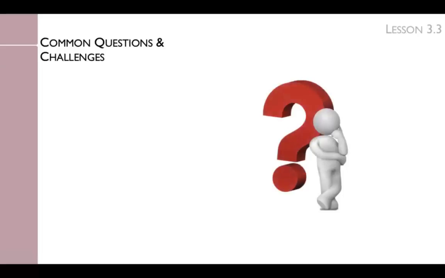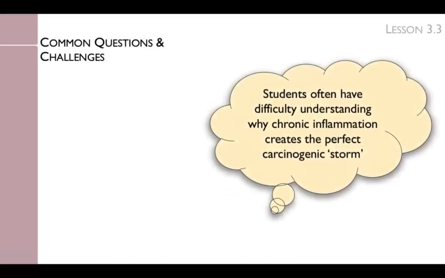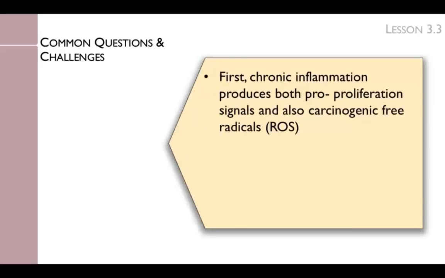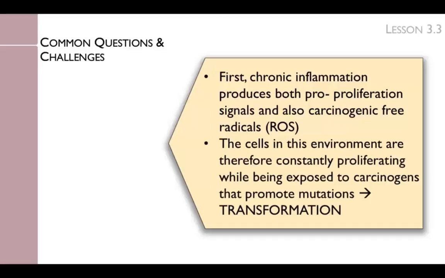Students often have difficulty understanding why chronic inflammation creates the perfect carcinogenic storm. First, chronic inflammation produces both pro-proliferation signals and also carcinogenic free radicals. The cells in this environment are therefore constantly proliferating while being exposed to carcinogens that promote mutations. This leads to transformation.